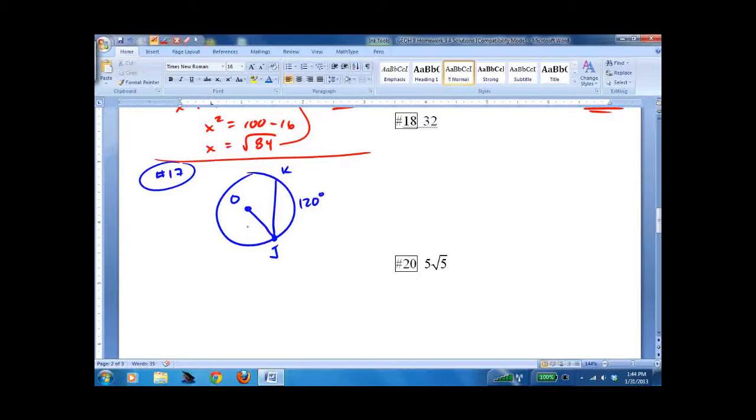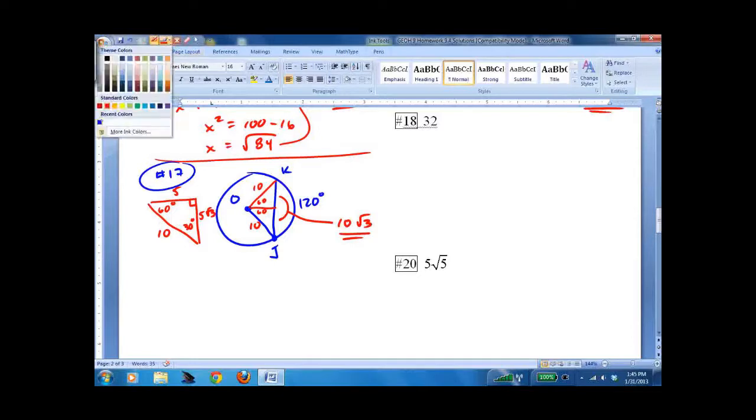It says OJ equals 10. What's JK? Well, this is also 10. All right, this is 60 and 60. So let's bust that out. 60 degrees, just drawn horribly. 30 degrees, 10. 10's the hypotenuse. Therefore, the short side is 5. There's 4. This is 5 root 3. There's 2 of them, so that's 10 root 3.